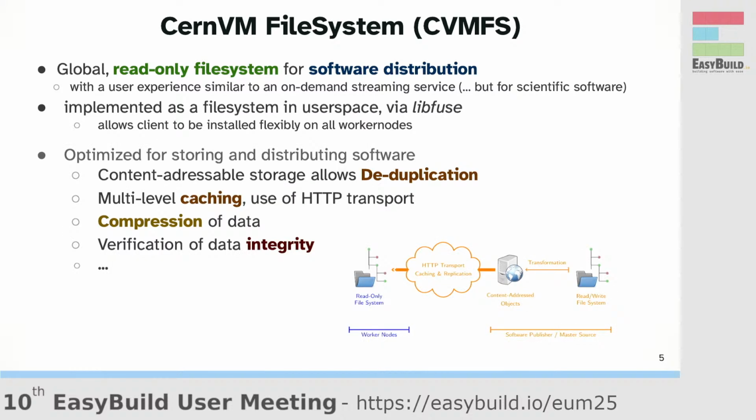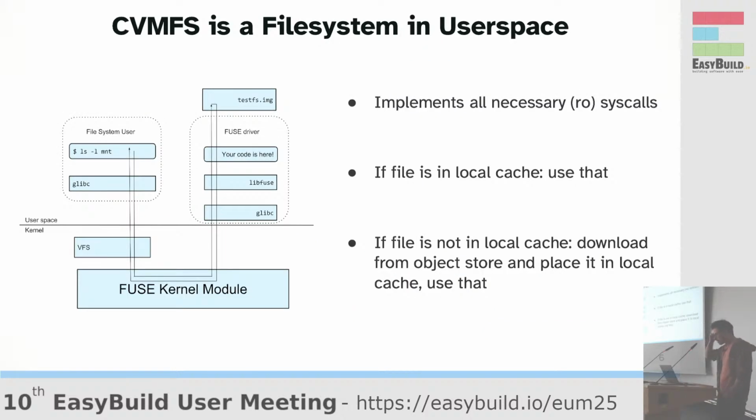So this has a bunch of very nice features. It's backed by an object store that's content-addressable, and this allows you to deduplicate files that are used by different packages. It makes use of a very simple HTTP transport that allows us to do very effective caching. We can do compression. We can do cryptographics to verify data integrity and a lot more. And behind the scenes, this is a file system in user space, which is a very nice technology that basically allows you to implement syscalls to do whatever you want them to do.